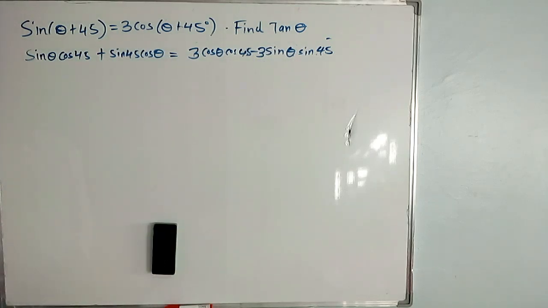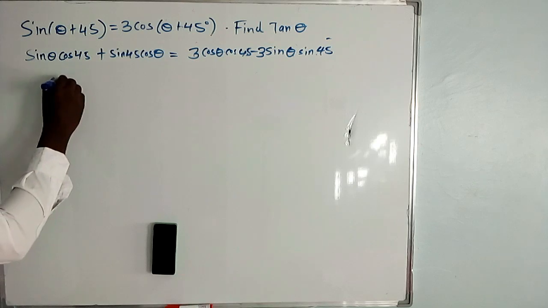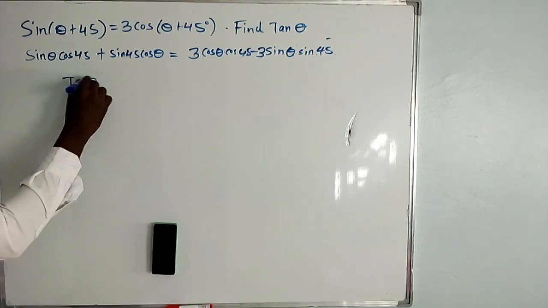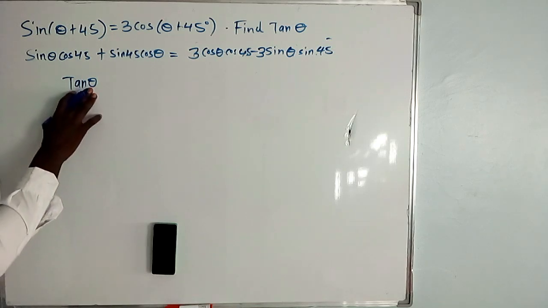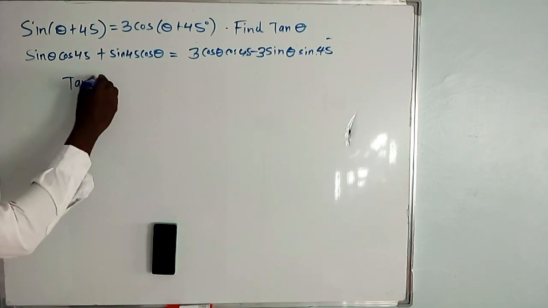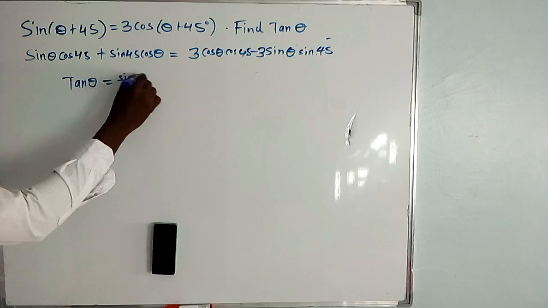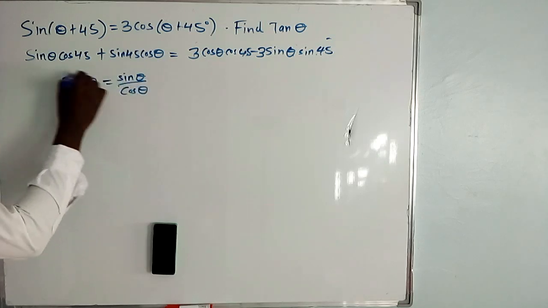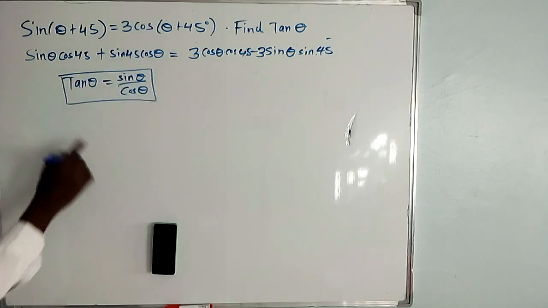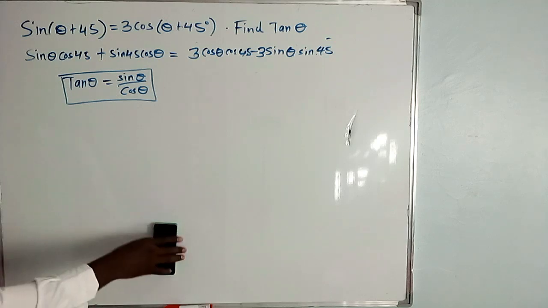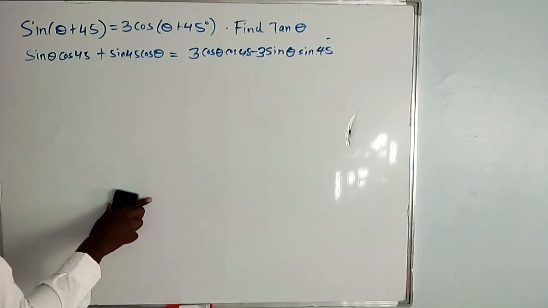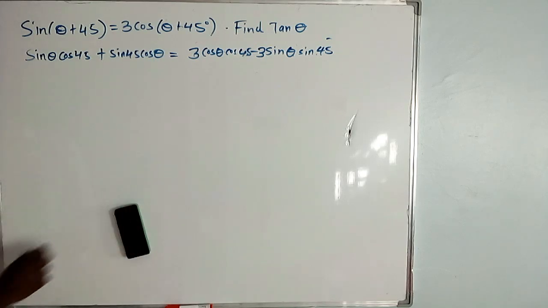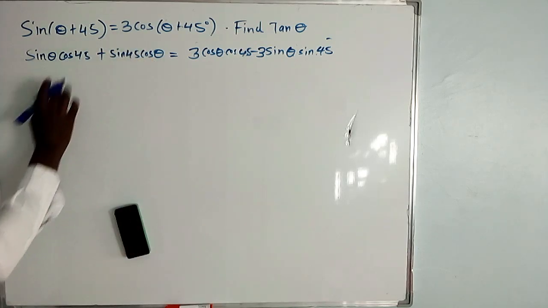Then we were told to find tan theta, isn't it? How do you get tan? You go back to elementary identities. Tan is sin over cos. So for us to get tan, we must divide everything by cos. But how many cos do we have here? We have cos theta and cos 45 degrees, isn't it?